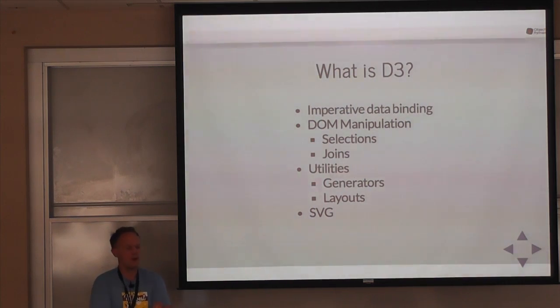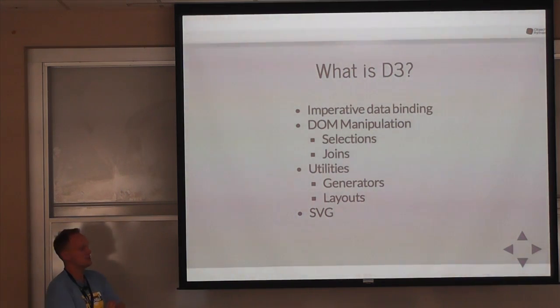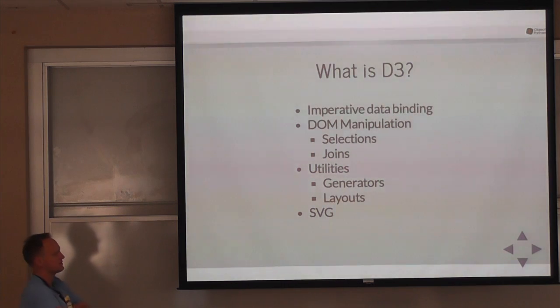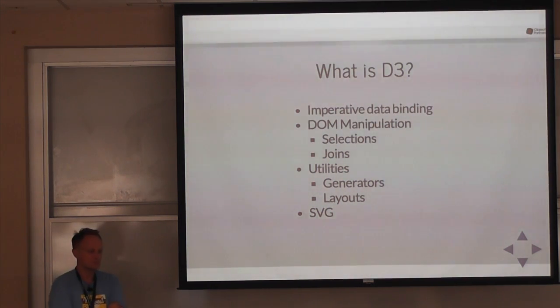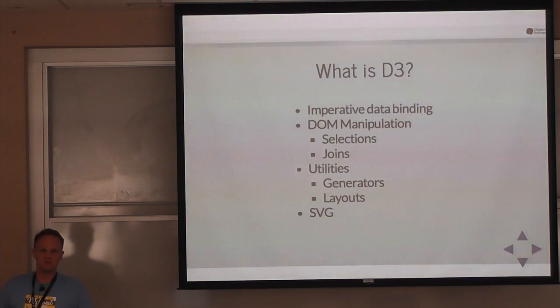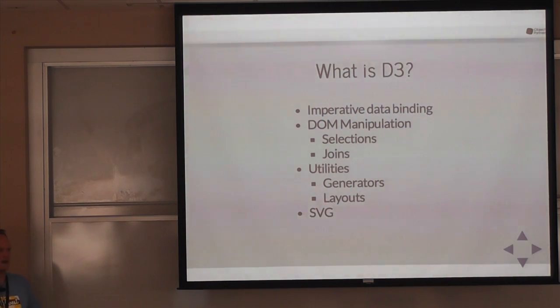So D3 is imperative. We use DOM manipulations, much like you would see in a jQuery app. We're going to do some selections, and it has this concept of joins, which we'll get into in a second. But the important thing is that we're programmatically and imperatively manipulating our DOM. It also provides some nice utilities: generators and layouts. Generators are like, here's my data, and I want you to generate something that I can draw with it, so that I don't have to do all the math to figure out what a pie chart should look like. It'll have a generator.